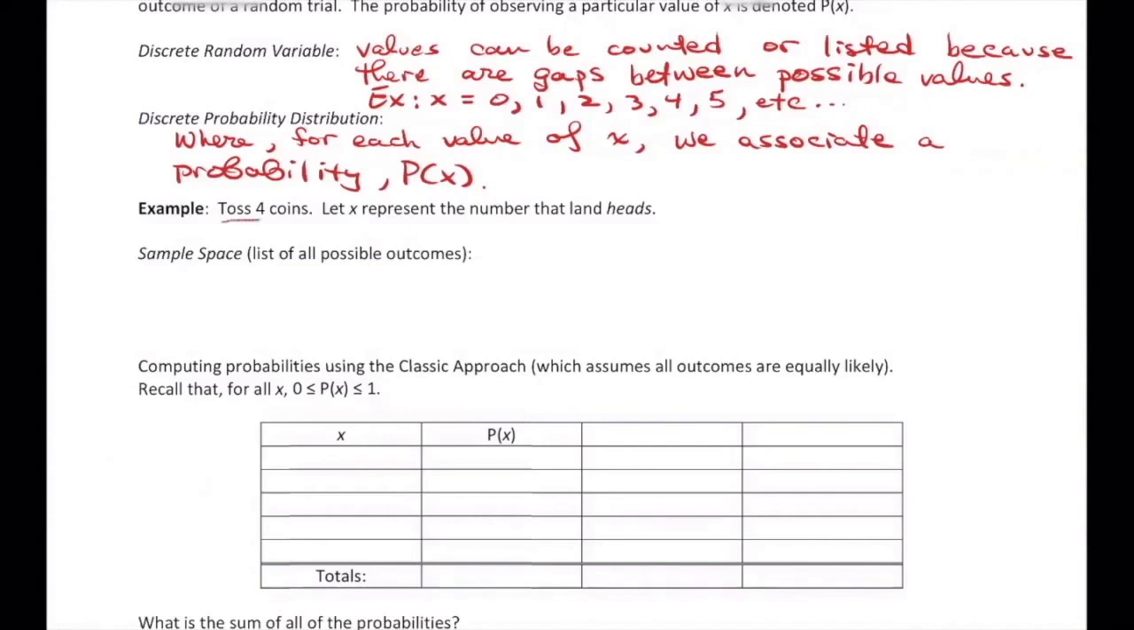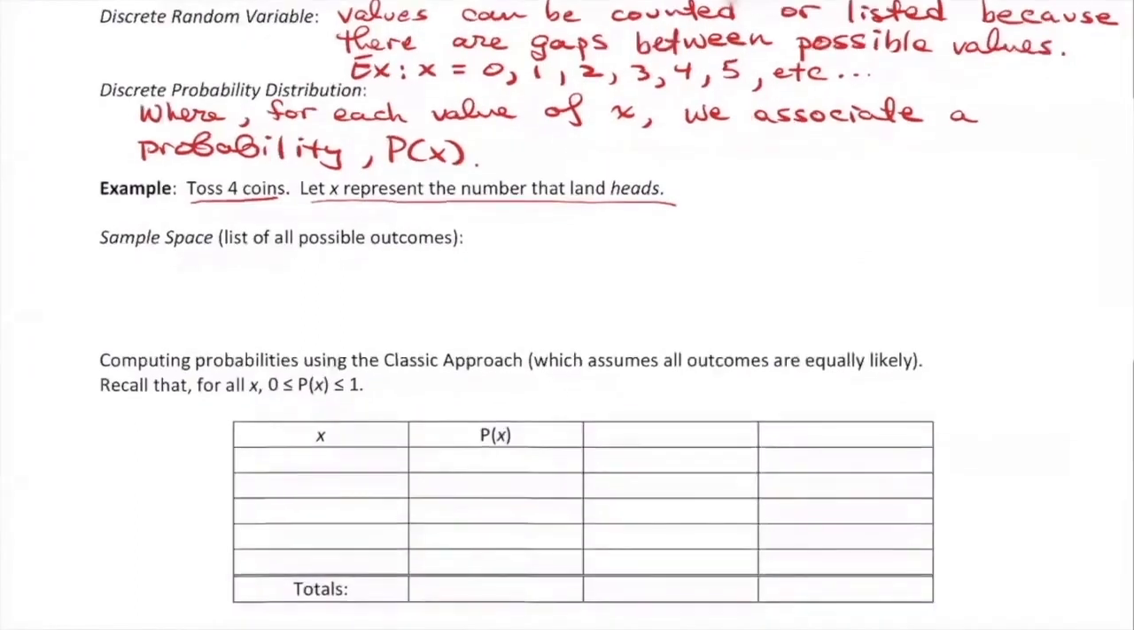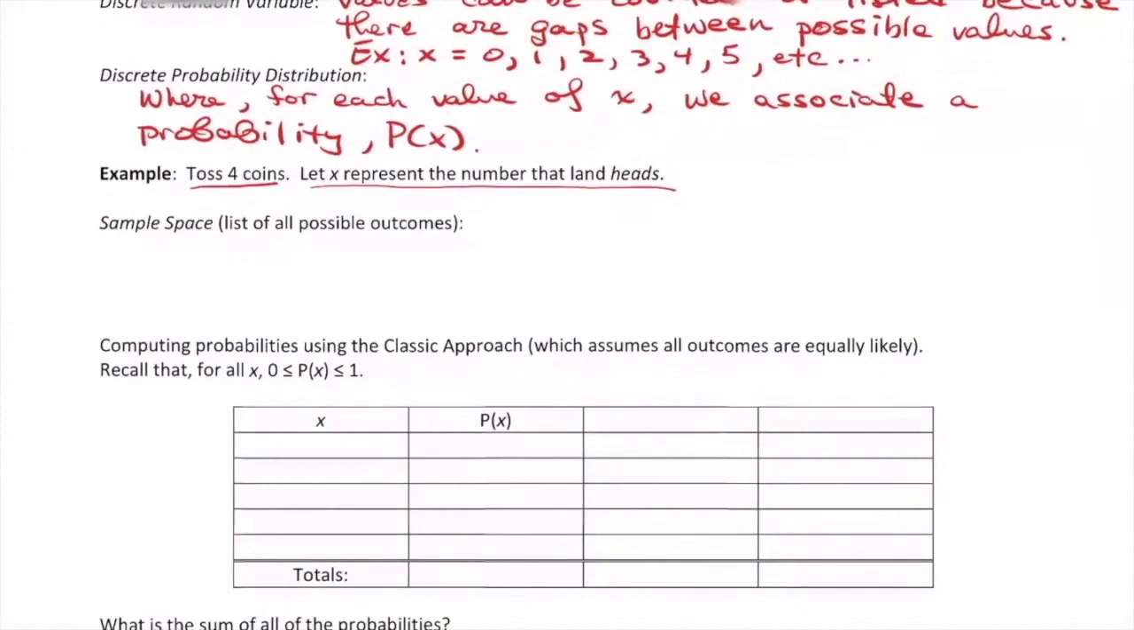So the example: when you toss 4 coins, we're going to let X represent the number of coins that land heads. Remember, a sample space is just a list of all the outcomes. You could get 0 heads, so that would be 4 tails. You could get 1 head: HTTT, or THTT, or TTHT, or TTTH. All of those are with 1 head. I'm going to highlight those together.